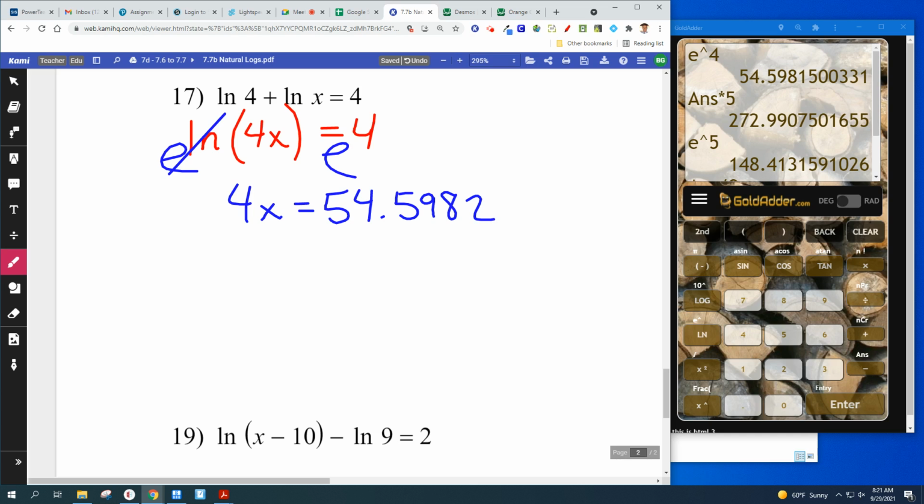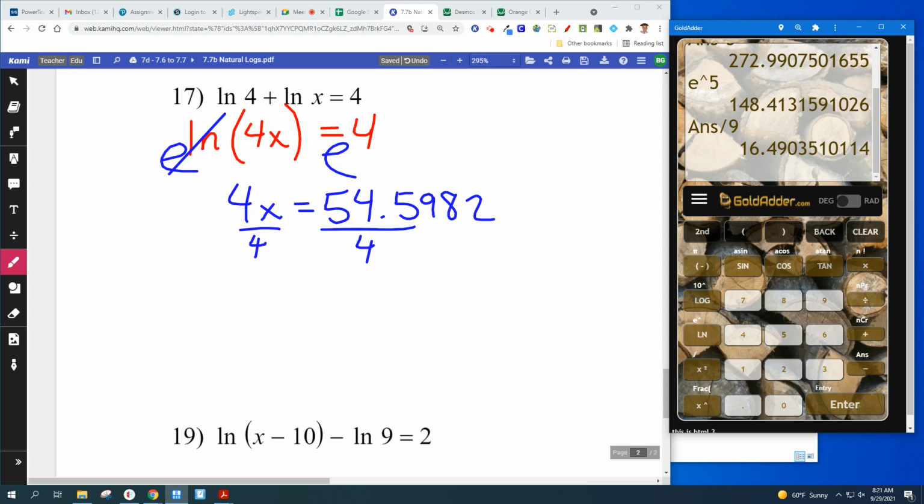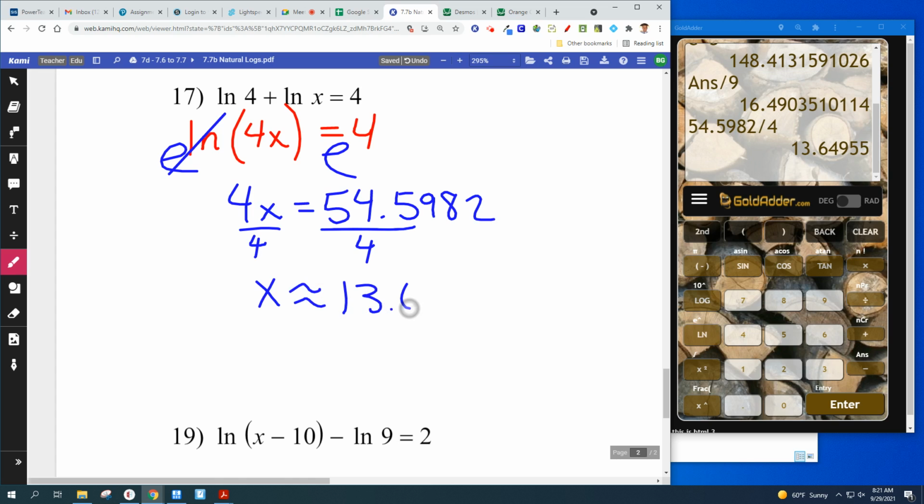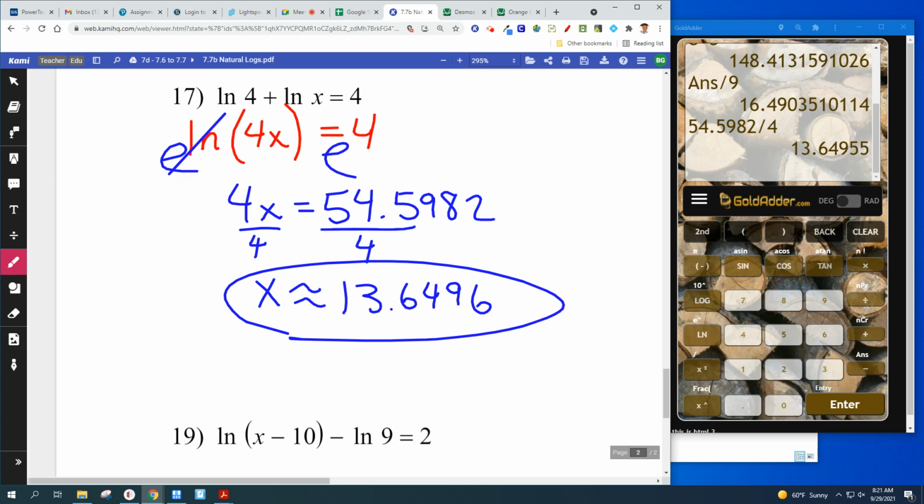Anyway, divide by 4. Get about 13.6496. I don't love the fact that we used a rounded off number and rounded off a rounded off number. It's going to be pretty close.